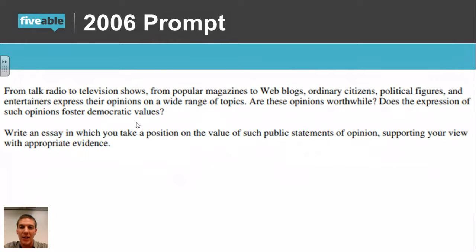And by higher forms, I mean like harder to get into. So that might be the entertainers and the political figures, or writers who can get published through radio, television, or magazines. But the point is, weblogs are also there, so everyone can get their opinions out there. Anyone these days can get their opinions out there. That's what we have to be talking about. If I only talk about political figures or entertainers, I'm kind of missing the point of the prompt.